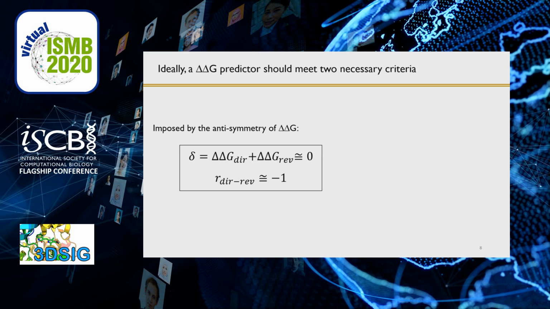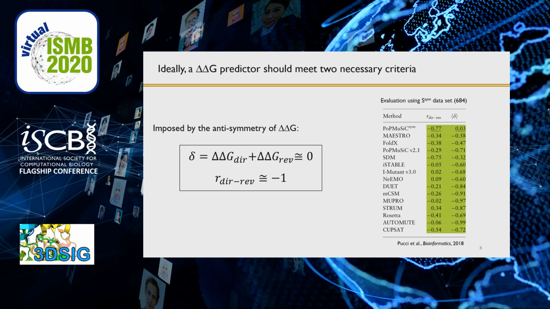One is that the prediction bias delta, here quantified by taking the sum of the prediction for direct mutation and that for reverse mutation, should approximately equal 0. The other is that the correlation between them, R, should approximately be equal to -1. Now the question is whether existing methods satisfy this anti-symmetry property.